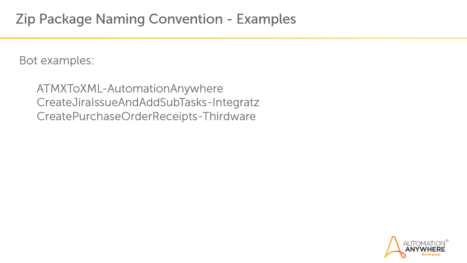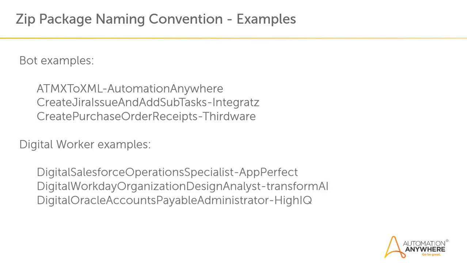Similarly, a couple of more examples. Create Jira issue and add subtasks hyphen Integrads. Create purchase order receipts hyphen Thirdware. As you can see, the first part of the name describes the bot and the second part mentions the vendor name. Similarly, a few examples for digital worker naming convention.